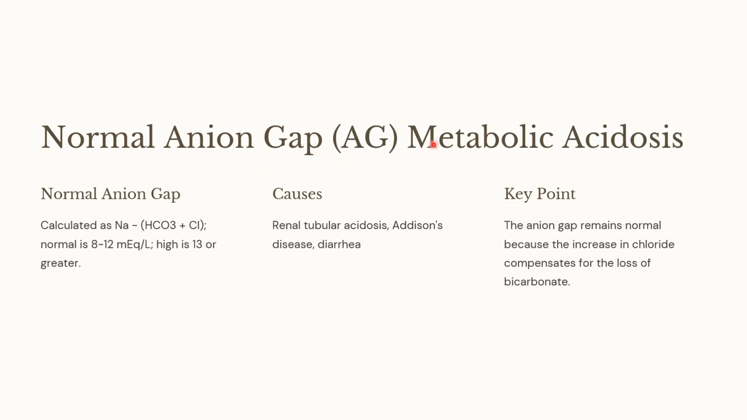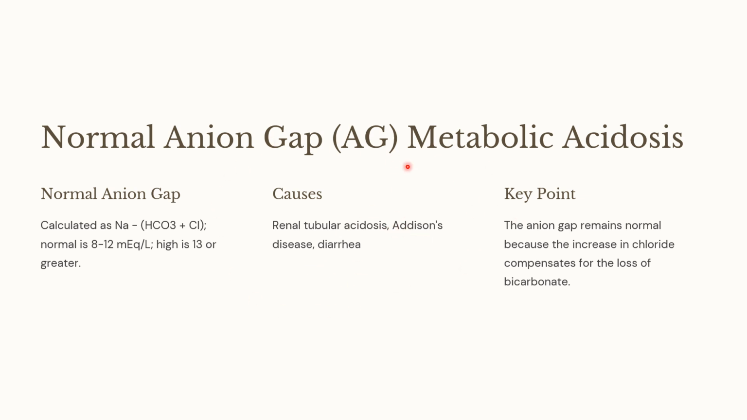Normal anionic gap metabolic acidosis. Anionic gap is calculated from this formula. If it is high, it is 13 or greater, but if it is in the normal range, 8 to 12 milliequivalents per liter, then it is normal anionic gap, and still if the acidosis prevails, that is metabolic acidosis. What are the causes for normal anionic gap metabolic acidosis? That is renal tubular acidosis, Addison's and diarrhea.